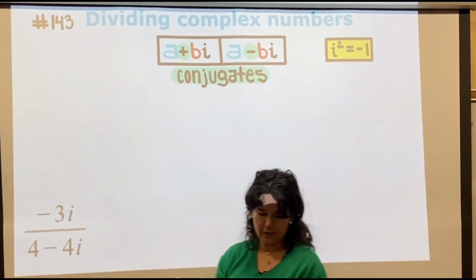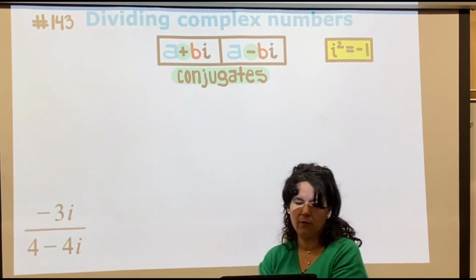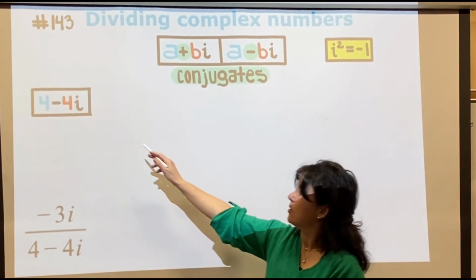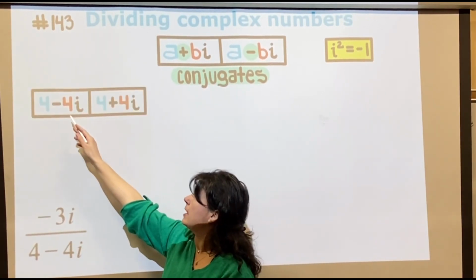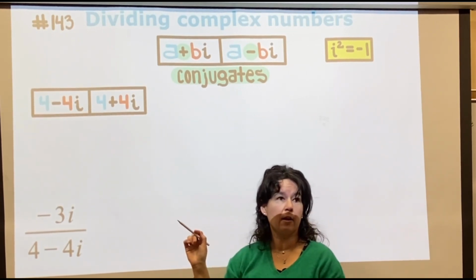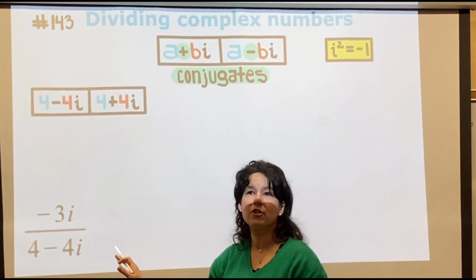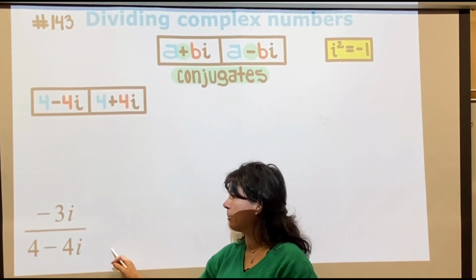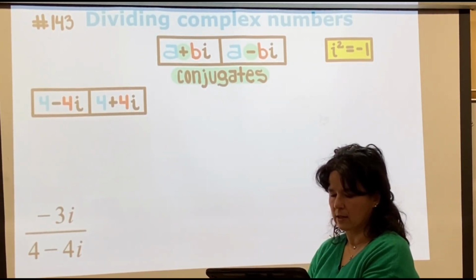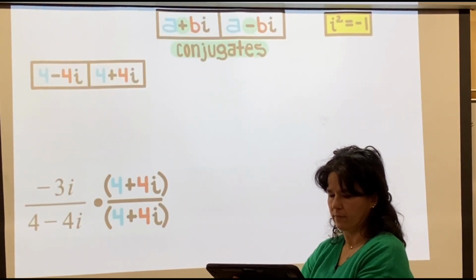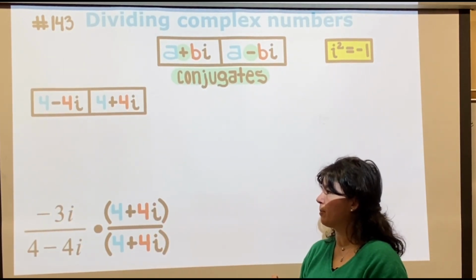Okay, so for this one right here, my denominator is 4 minus 4i. So the conjugate to 4 minus 4i is going to be 4 plus 4i. And when we multiply the denominator by its conjugate, all the i's are going to go away. But what I do to the bottom, I've got to do to the top. All right, so I'm going to multiply the numerator and denominator by 4 plus 4i.